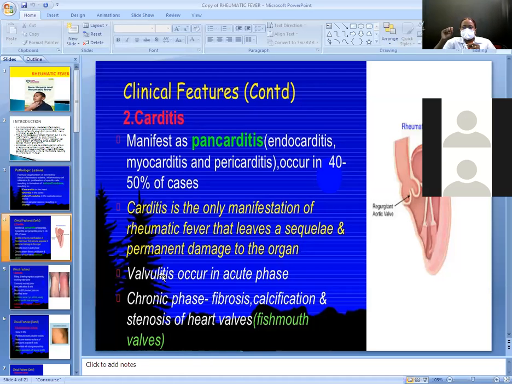Sometimes mitral stenosis can be associated with mitral regurgitation. Both components can coexist, means MS with MR, mitral stenosis with mitral regurgitation, and one of them is predominant. So this is about the heart.